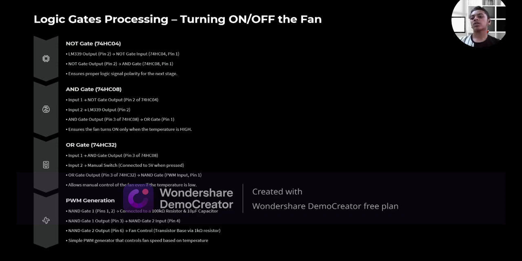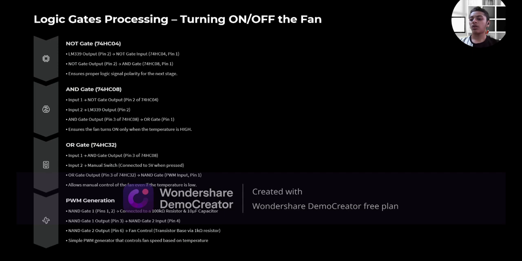Now we see the implementation of logic gates in our circuit. First is the NOT gate. LM339 output pin number 2 is connected to the NOT gate input, and NOT gate output pin number 2 connects to the AND gate and ensures proper logic signal polarity for the next stage.